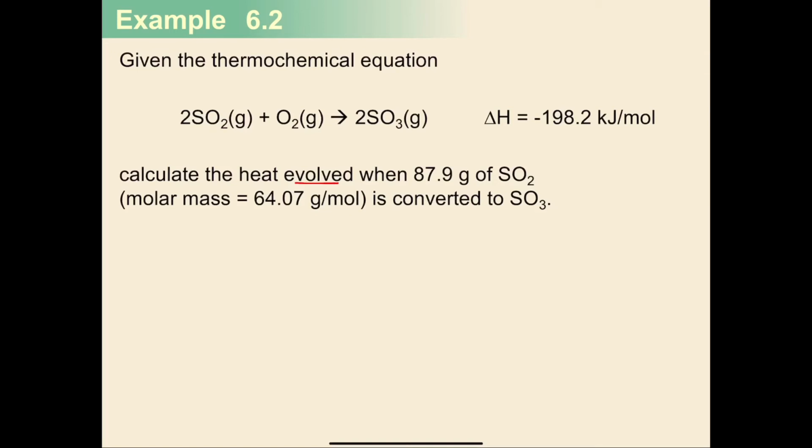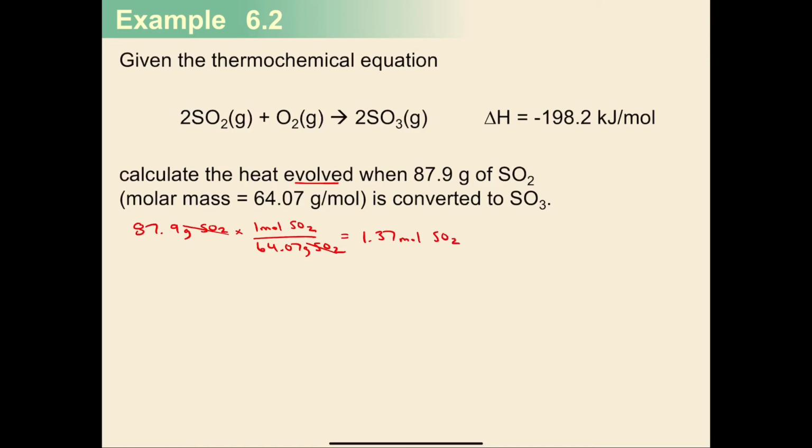Well, the first thing I think we should do is figure out how many moles of sulfur dioxide we have, because obviously we don't have 1 mole. So let's start with that. We have the mass of our sulfur dioxide, 87.9 grams of SO2. And we know that in 1 mole of SO2, there's 64.07 grams of SO2. So our units of grams of SO2 are going to cancel out and we end up with 1.37 moles of SO2.